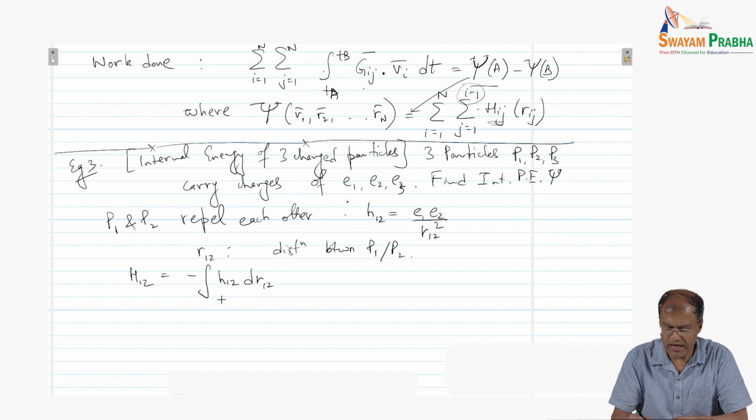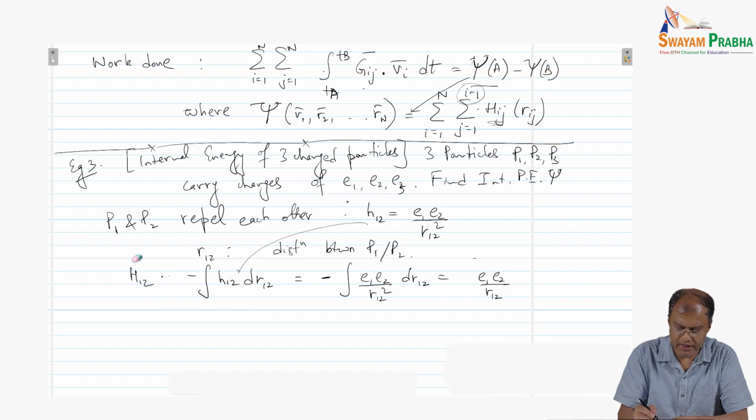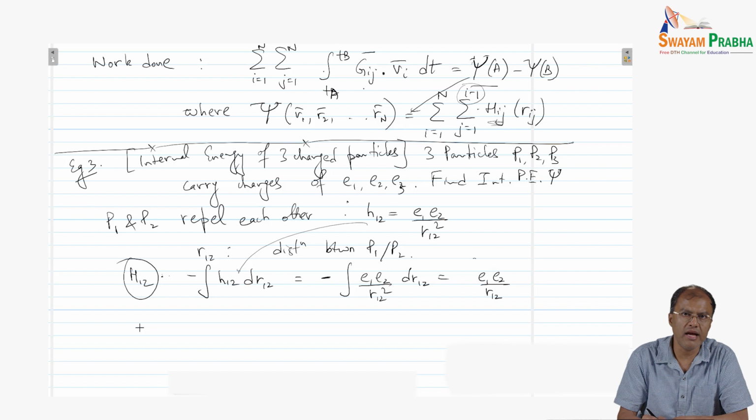Okay. So we see that capital H12 is the following, and this is going to be an integral. We continue to use these formulas. So this is going to be the integral of E1 E2 by R12 square dR12, and we integrate, and we see that this is going to be E1 E2 by R12. We have done an indefinite integration here, and so this is my capital Hij.